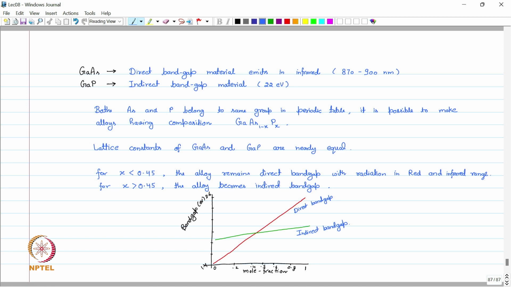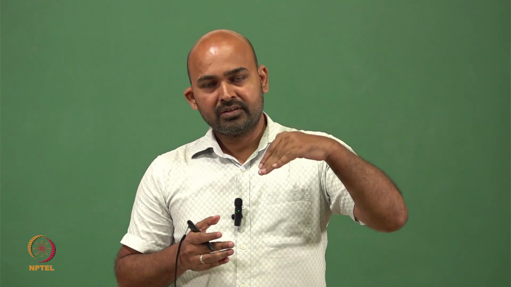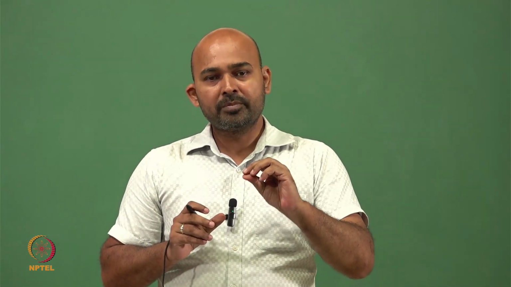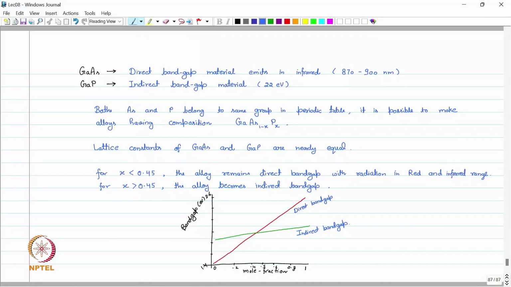So here we have two graphs, one for the direct band gap, one for the indirect band gap. These are the values of the conduction band, and this is the difference between the value of conduction band and the top or the peak of the valence band. So we see as the mole fraction is changing from 0 to 1, both of these graphs are changing, and whatever is the minimum value, that will be the band gap of the material overall.